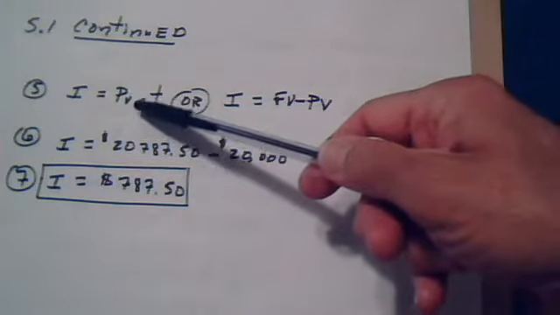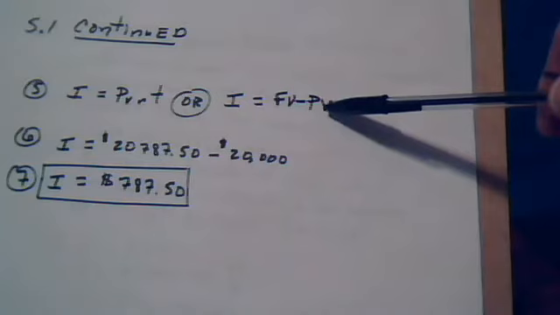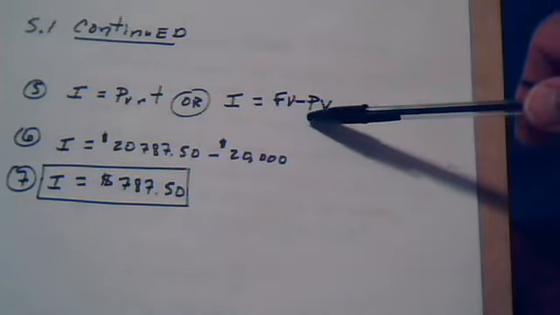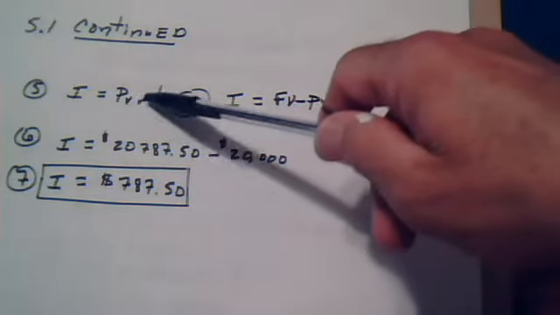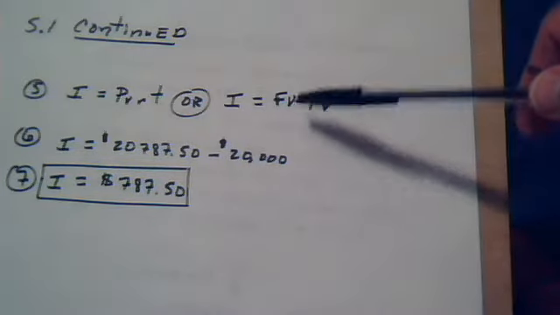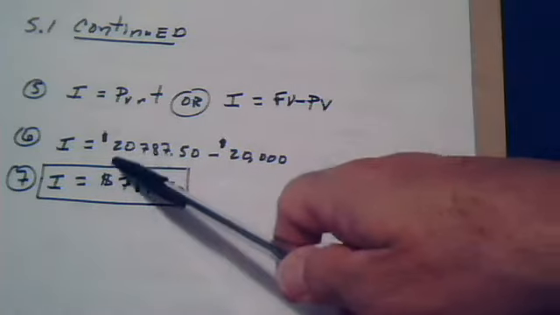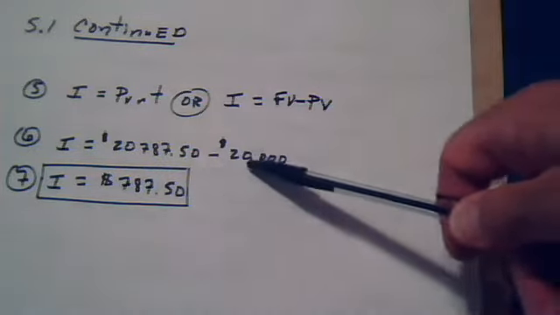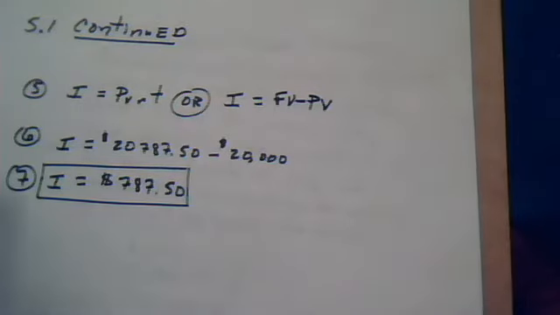Here's the interest formula for simple interest. You could also use the second one. The advantage of the second one is that it can be used for simple interest, compound interest, and continuous compounding. This one can only be used for simple interest. So this is more general. Notice the problem we just did. We take the future value, what he owed, minus what he borrowed. The difference would be the interest. And we found the interest using this formula.